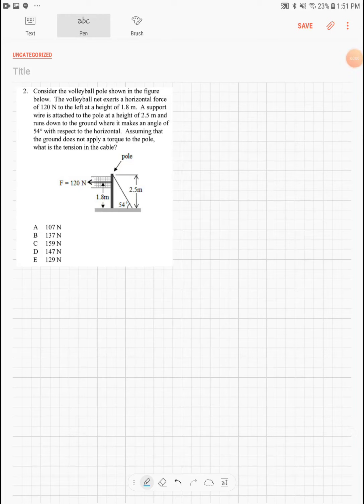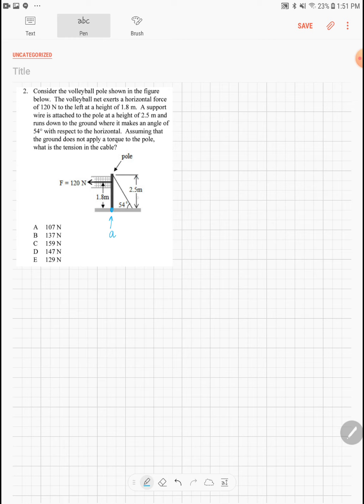Let's consider problem number 2 from the sample test. Okay, so this is what we know. We have a pole attached somewhere on the ground, and this point we will define as an axis. There is a string attached to the pole, and the distance from the axis to the tip of the pole is 2.5 meters as shown over here.